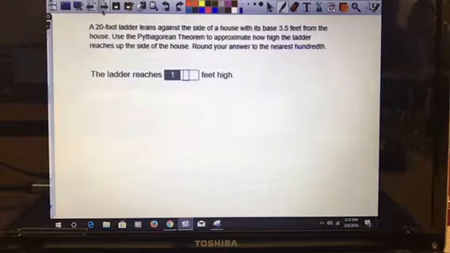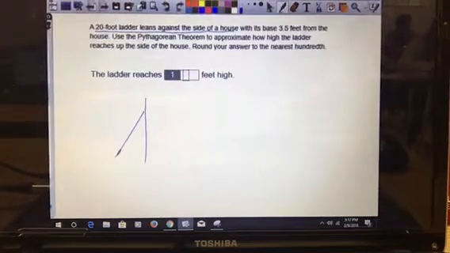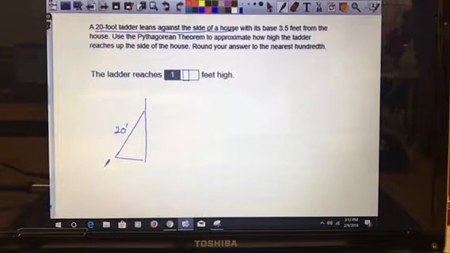All right, moving on. This one, there's always a ladder problem. Always going to be a ladder. It says it's a 20-foot ladder. Leans against the side of a house. So you've got your house, you've got your 20-foot ladder. So 20 feet. Okay, it says it's 3.5 feet from the base of the house. So that's the right triangle that you see right here.